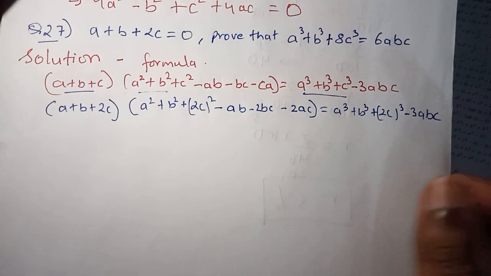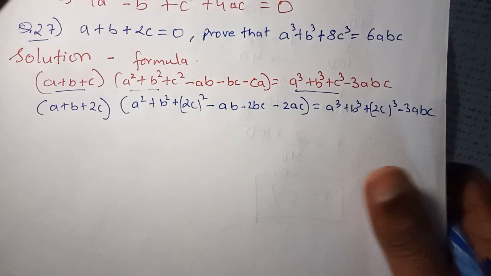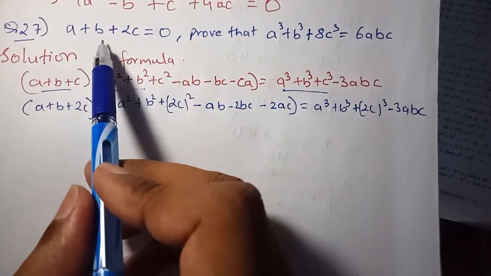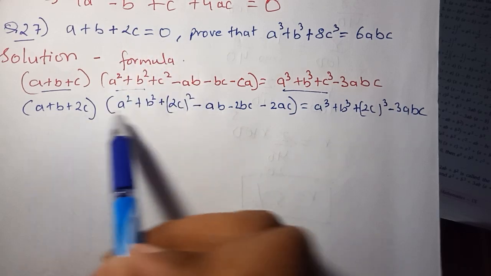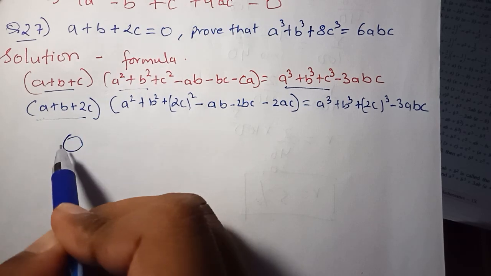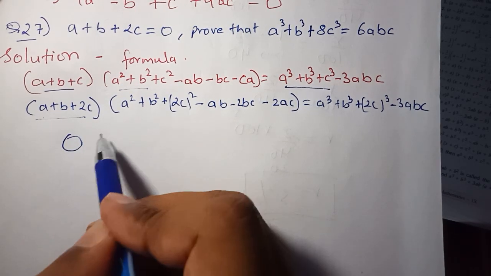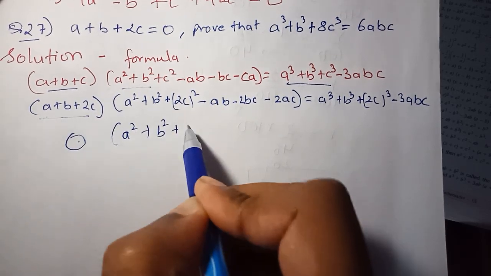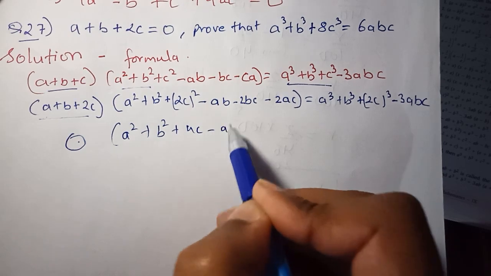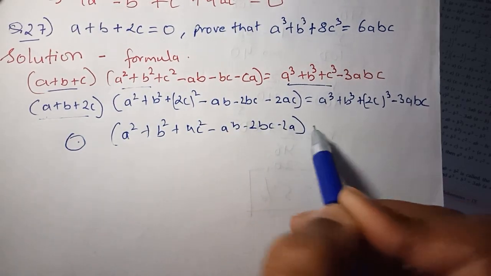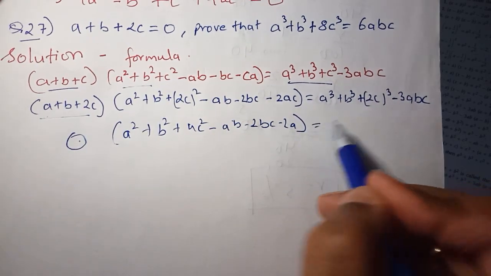Okay, now what I need to do is put in the value that is already given to me. What is the value that is given to me? a plus b plus 2c equals 0. So where do you see that? I see it over here. So in place of this, I'm going to put 0 over here. Okay, so when I put 0 over here, now if you have a look, if 0 gets multiplied by anything, you get 0.